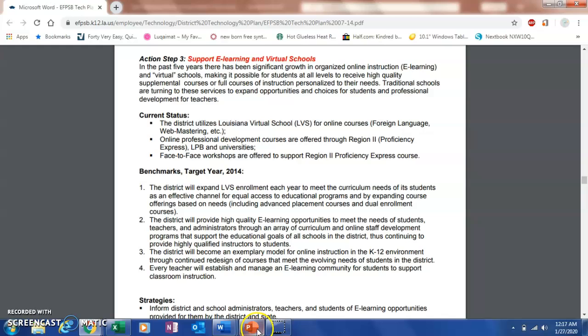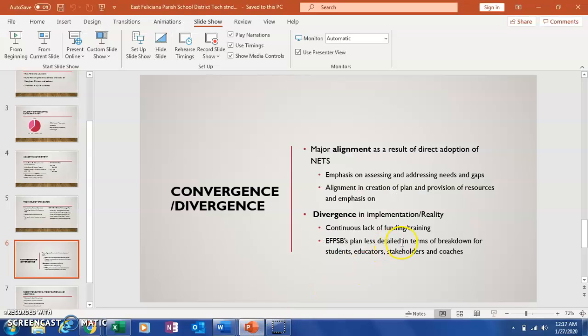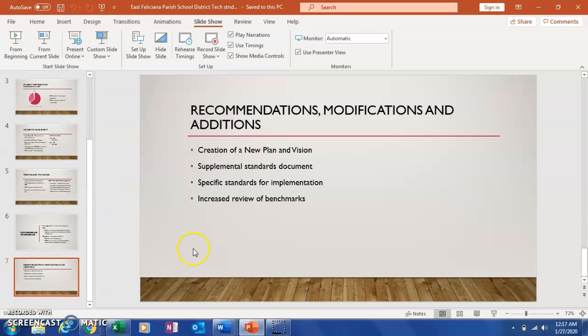I think another divergence is the continuous lack of funding and training. As I mentioned before, the goals and plans that were set in place earlier are not currently visible.